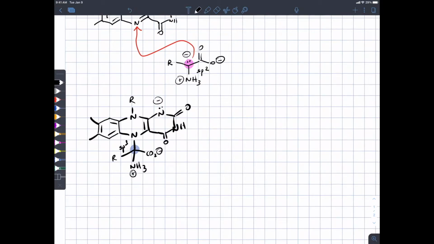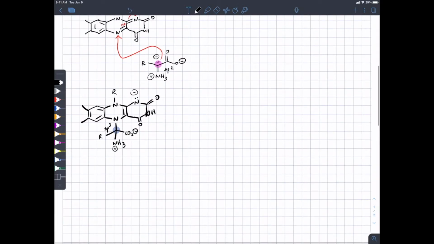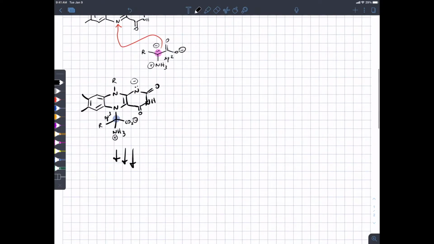And of course, this would go on through another couple of steps to give you the amino acid, and the rest of that reaction mechanism isn't that hard, but it's also not really important to our discussion today, so we'll go ahead and ignore it.